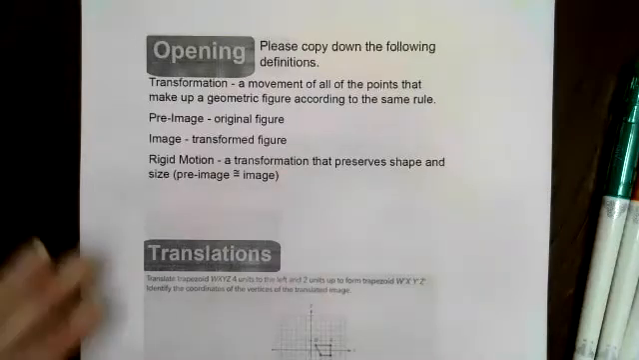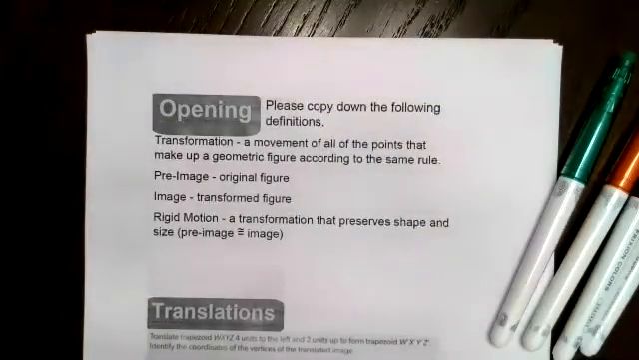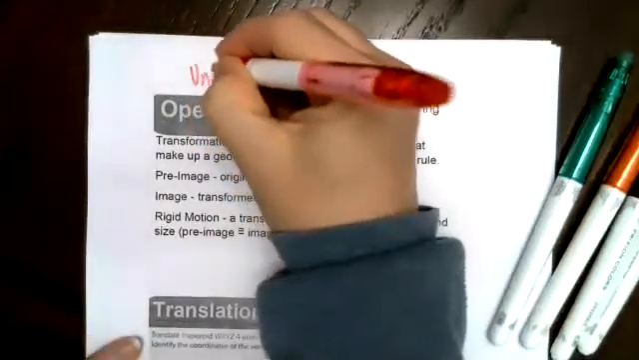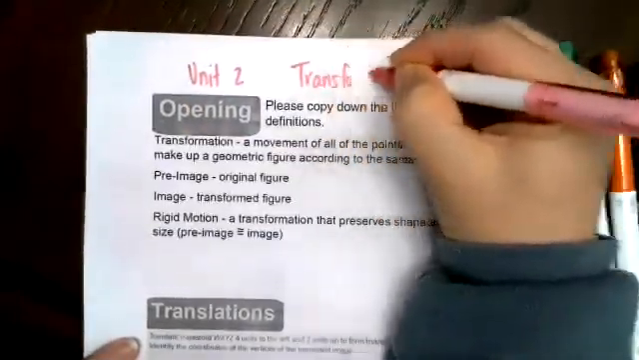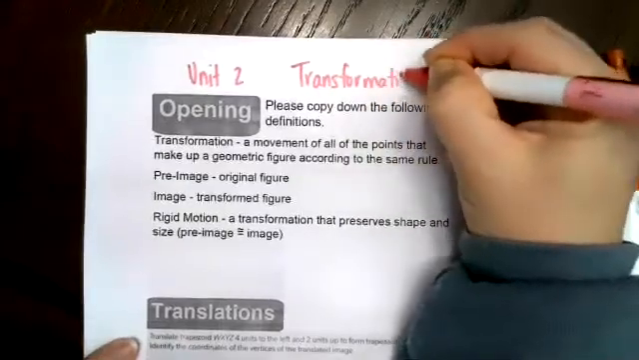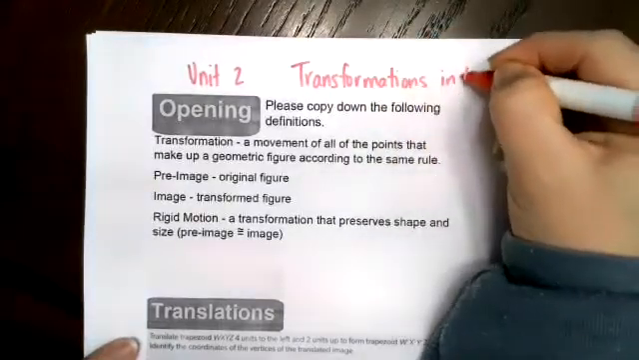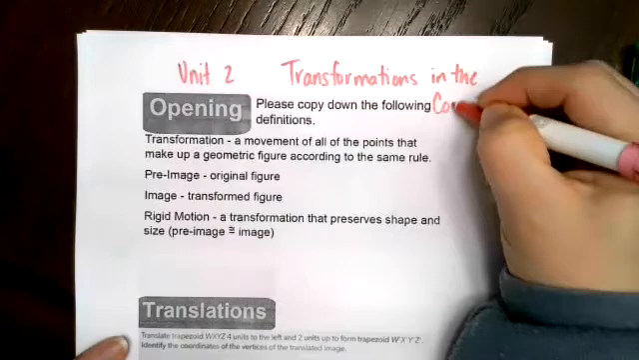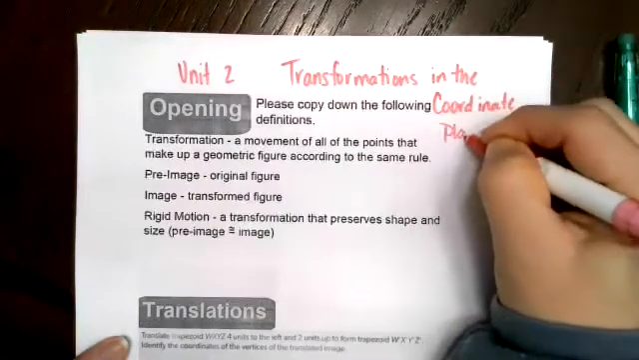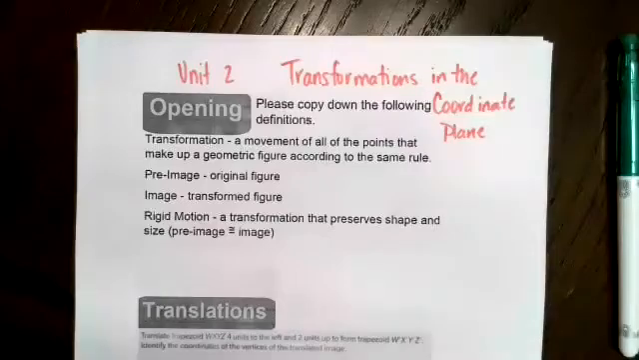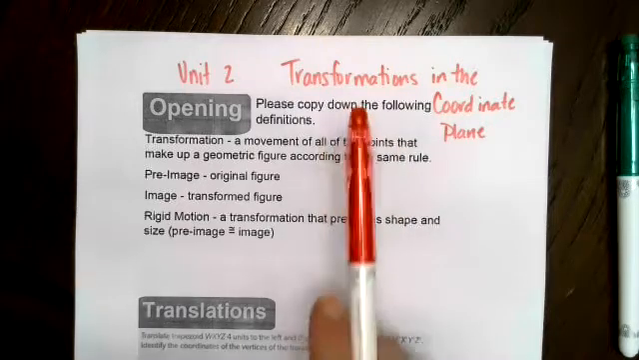All right, so our unit 2 is titled Transformations in the Coordinate Plane. So we're going to talk about transformations, and you have talked about these transformations before. I think it was in the 7th grade math. So before pre-algebra, you should have talked about these transformations.